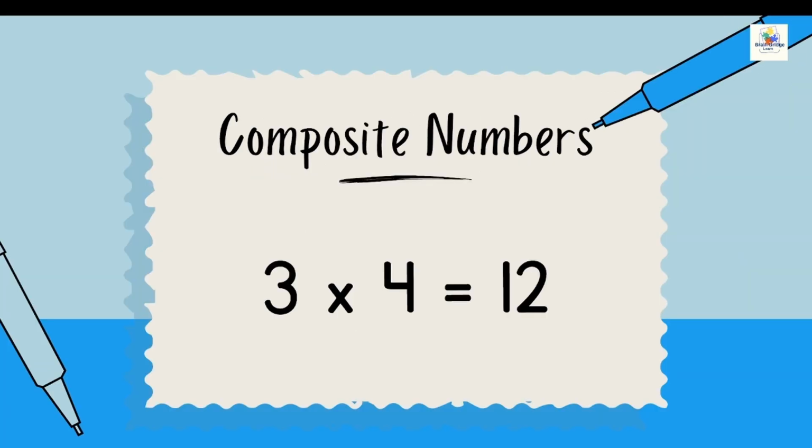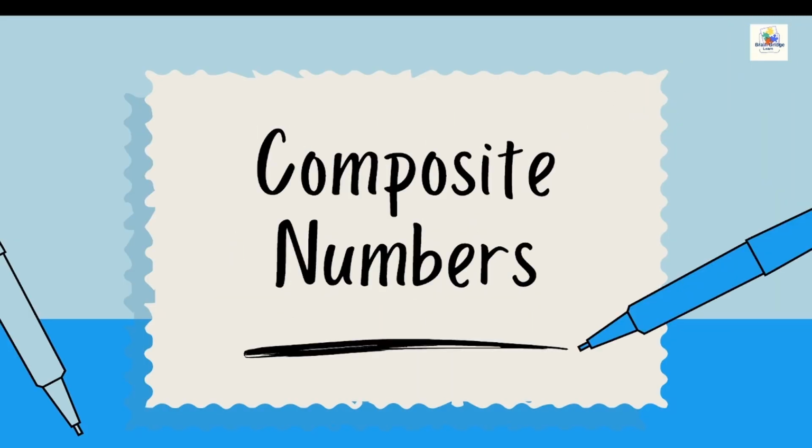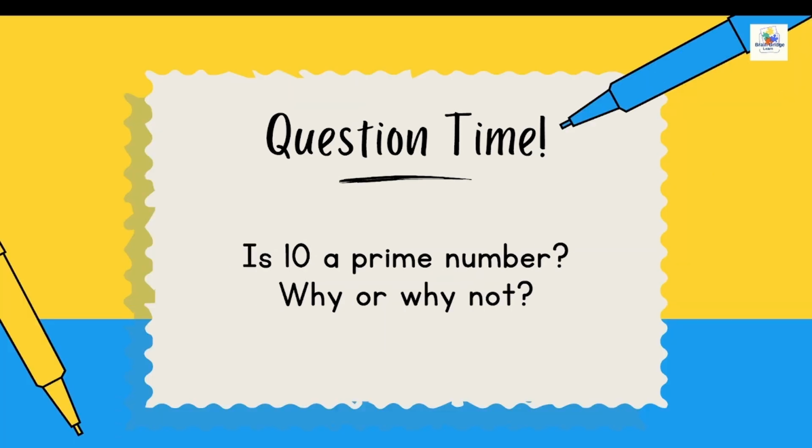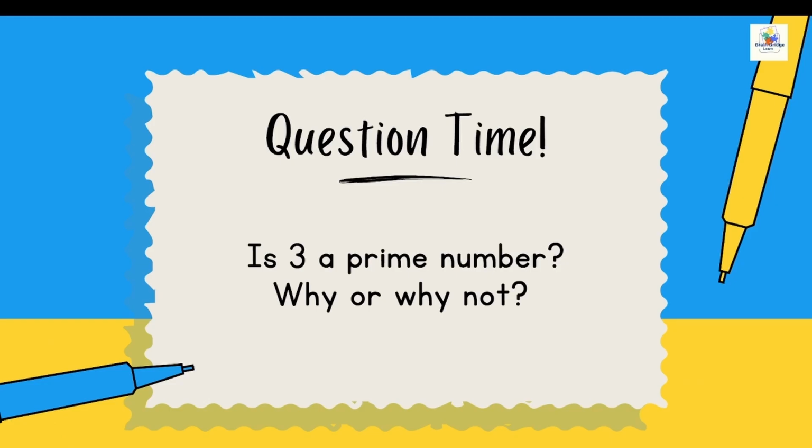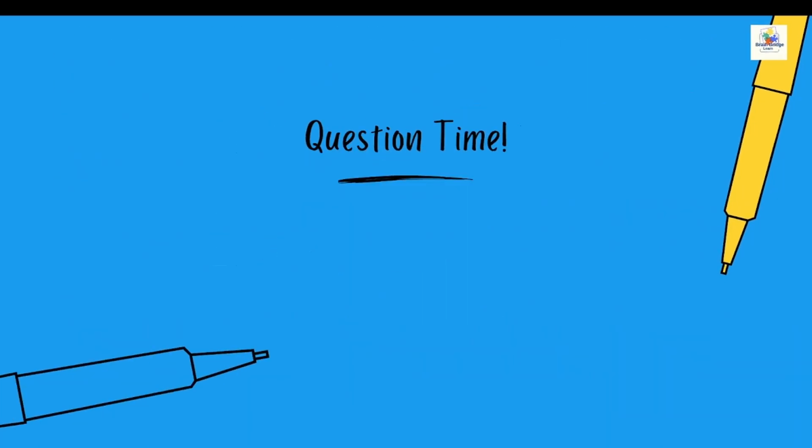Next we will have a little bit of question time. Is 3 a prime number? Yes, 3 is a prime number because it has only 2 factors, 1 and the number itself.